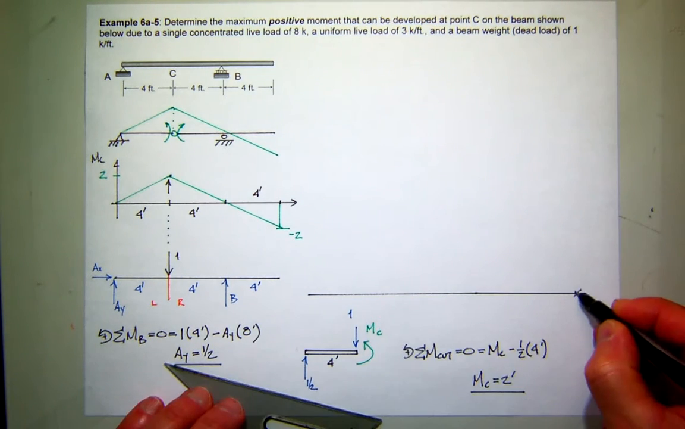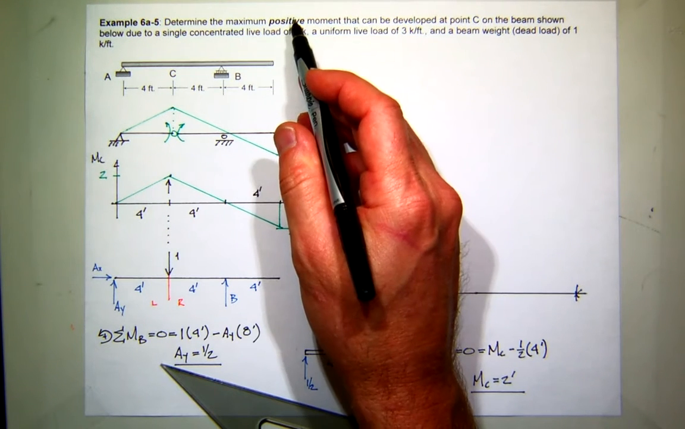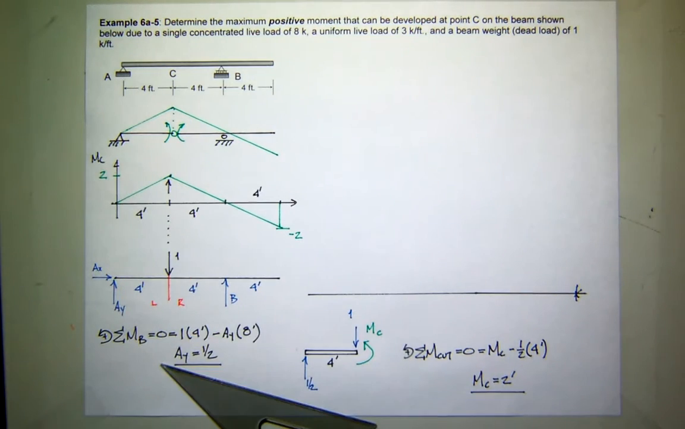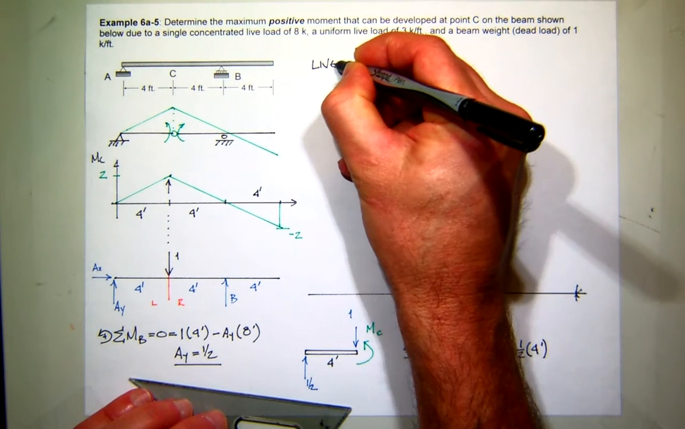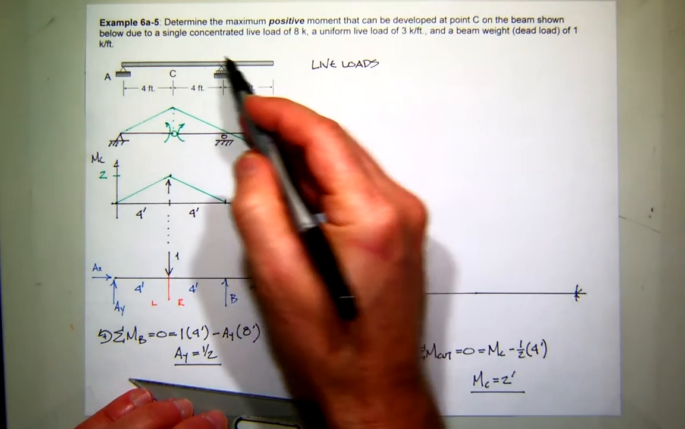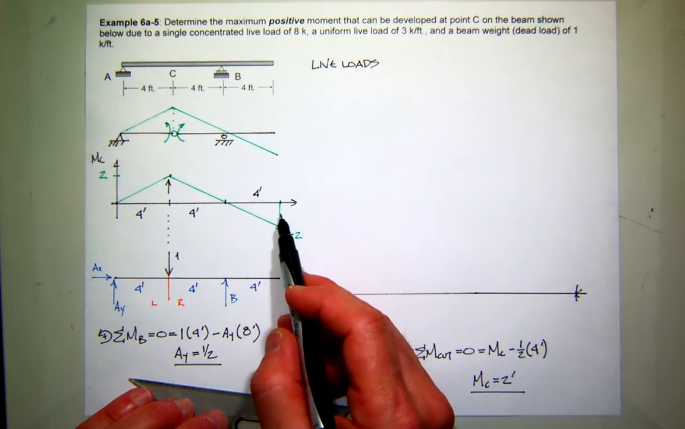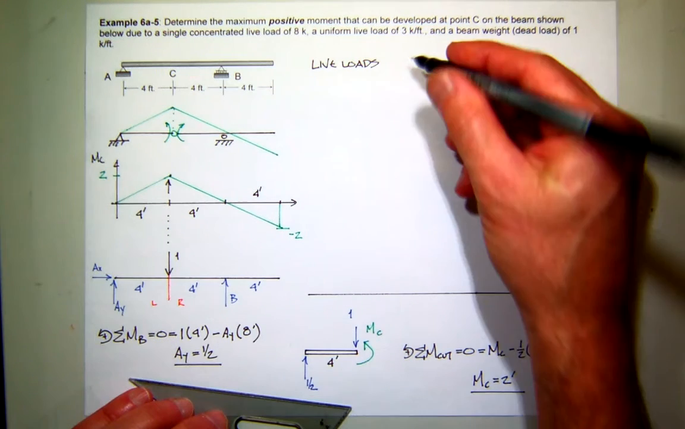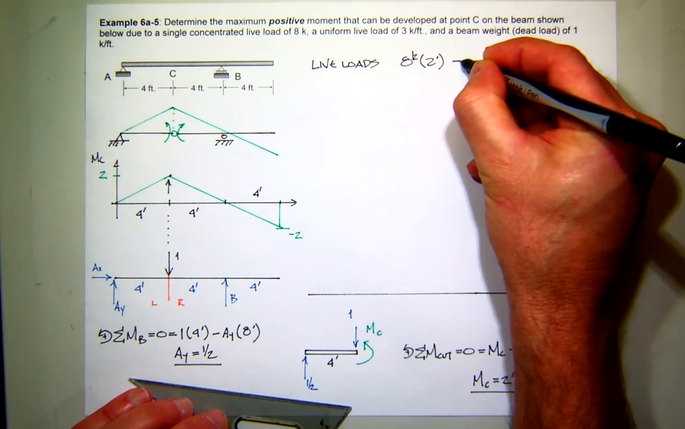So using the influence line, let's solve the problem, which is the maximum positive moment at C. So the first one we'll look at are the live loads. Those are the ones that move around. So the concentrated live load is 8 kips. And we're looking for the maximum positive moment. So what's the maximum positive value on our curve? 2. So I'll have 8 kips times 2 feet, which will give me a contribution of 16 kip feet.